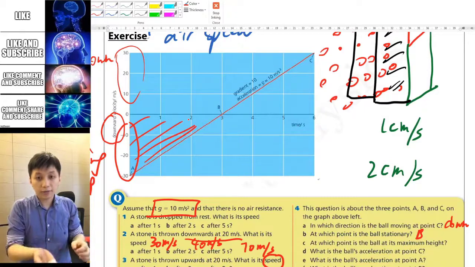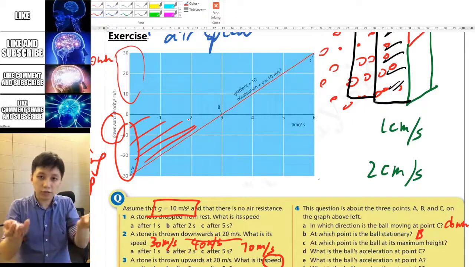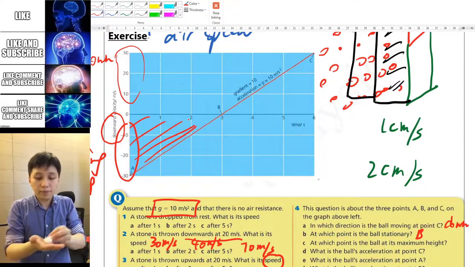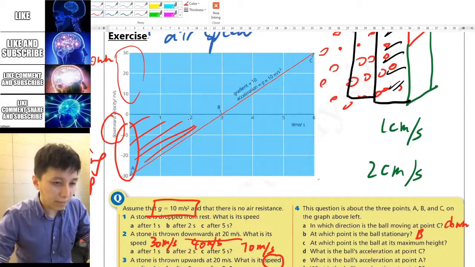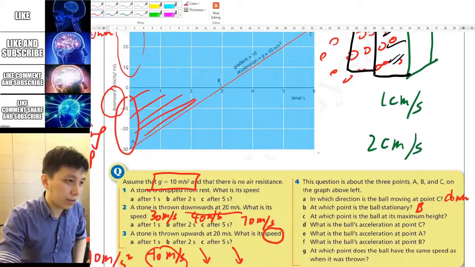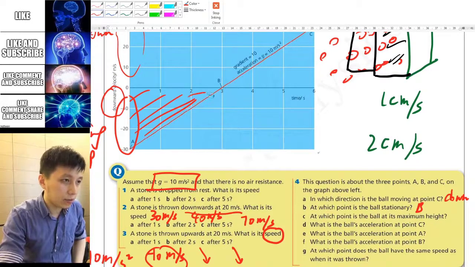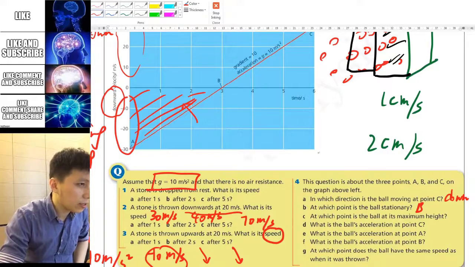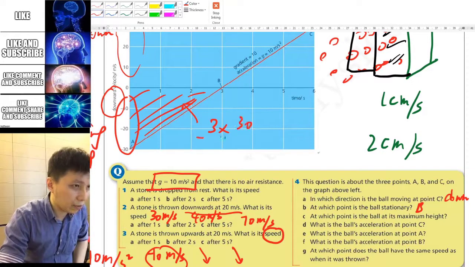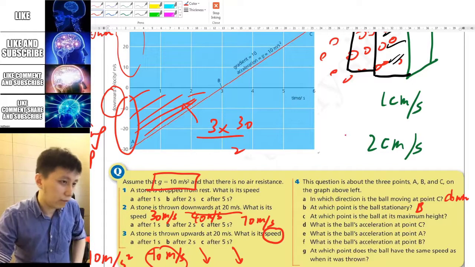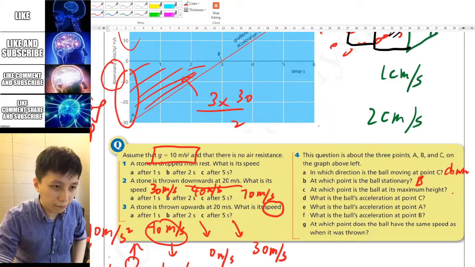So I'll throw it again. Okay, so you can try to throw, but be careful. And so that's why the maximum height must be the area from the beginning until point B. And so for the area here, we can calculate that must be 3 times the height, which is 30 divided by 2. So it's like 15 times 3, that means 45 meter.